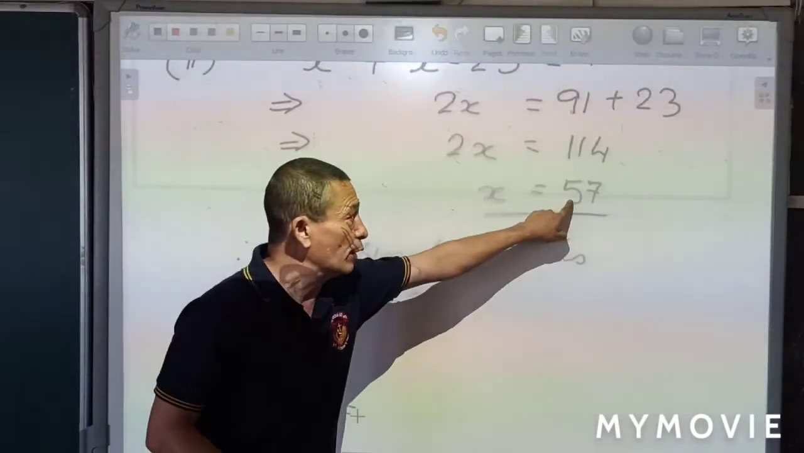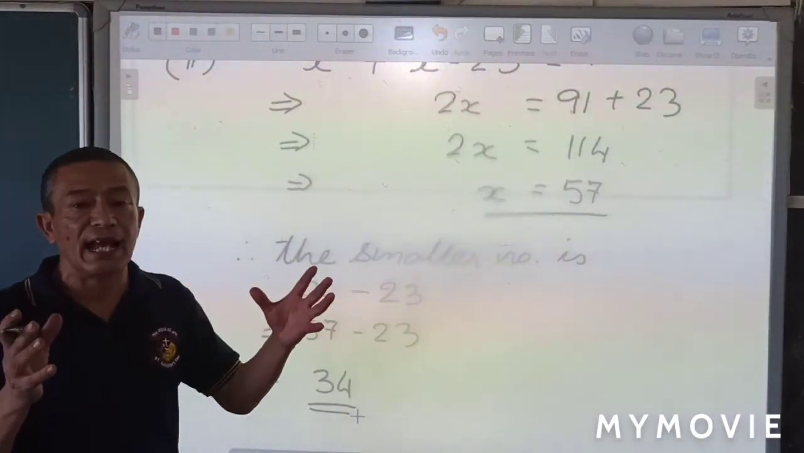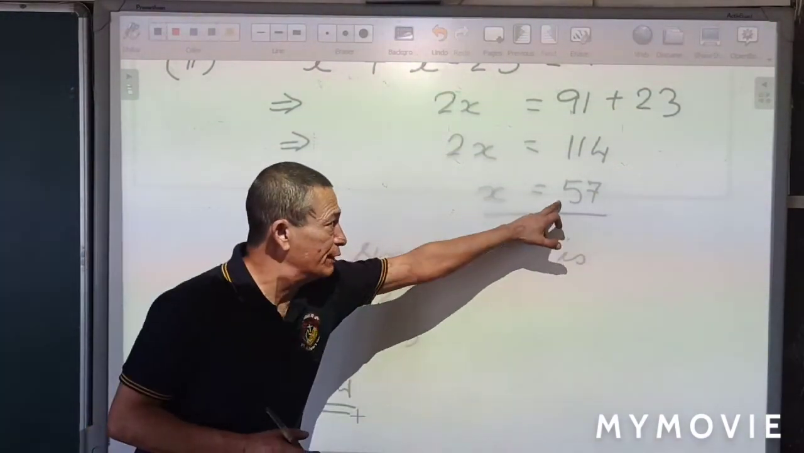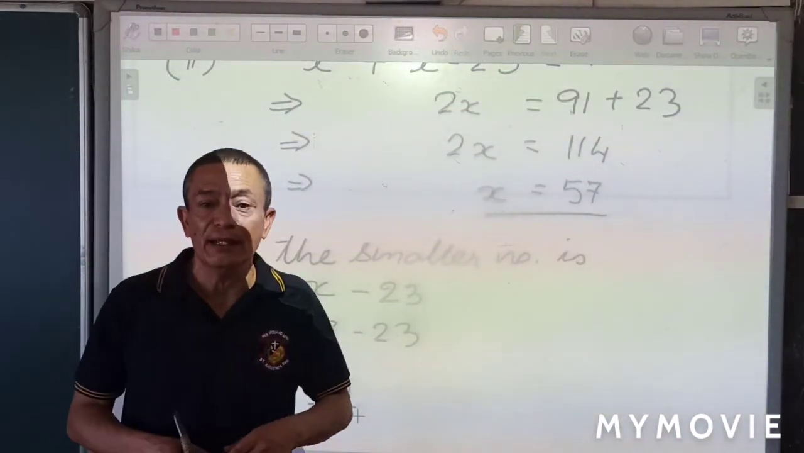When I add 34 and 57, the two numbers adding should give me 91. 57 and 34 gives me 91.